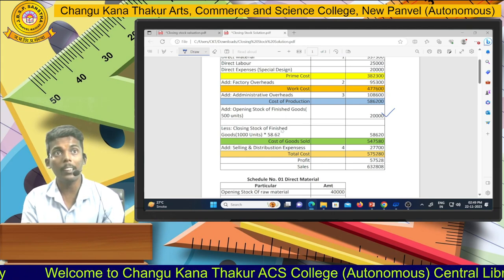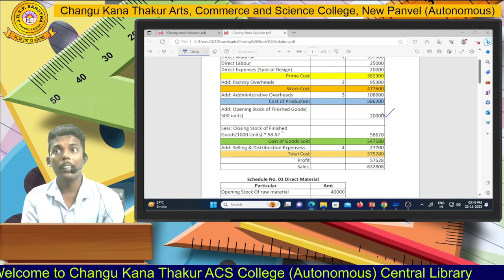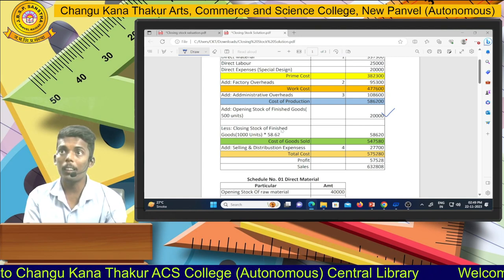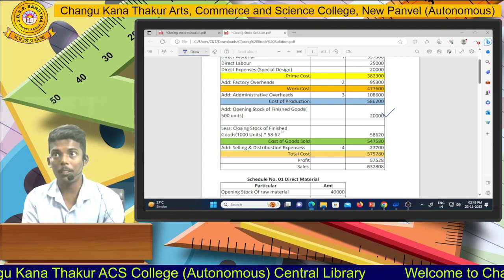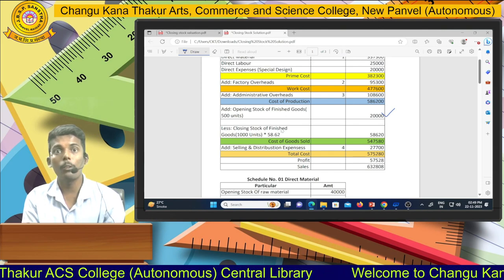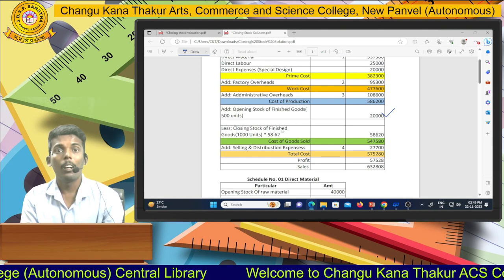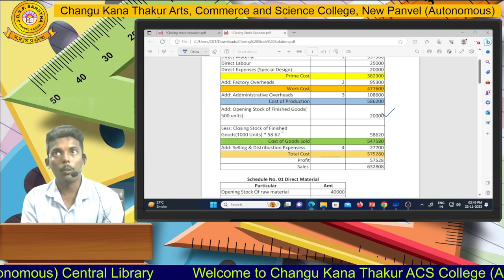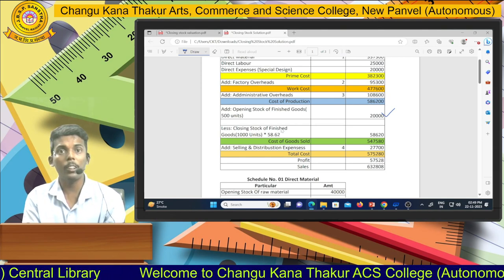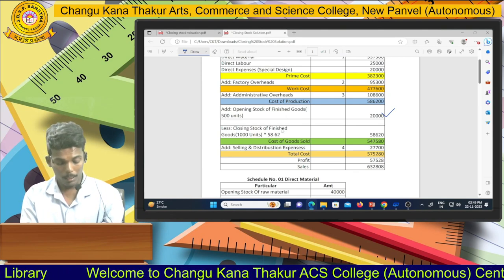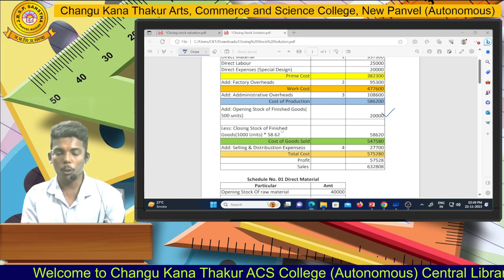So this is a very important task in this entire session, where we compute the exact amount of the closing stock of finished goods, because they do not give you the value of the closing stock of finished goods.